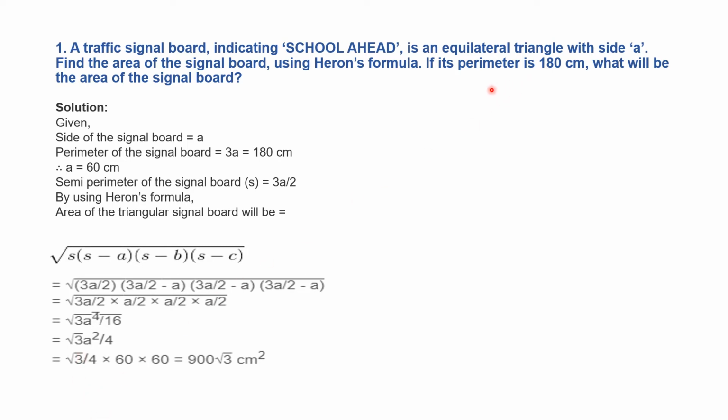Now our question is, if the perimeter is 180, we have to find the area of the signal board. So instead of the side a, we put 60, because 60 is our side. So that is our answer. So these are the two answers for our question. Okay. Now question number two.